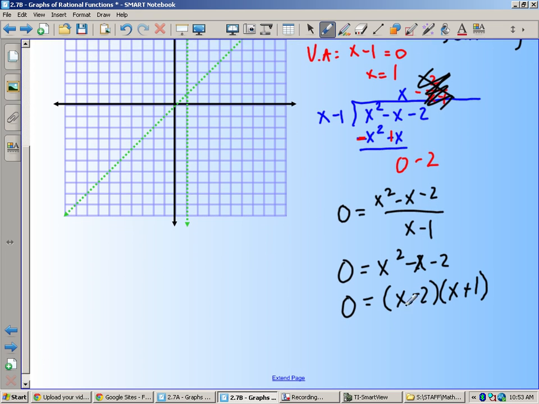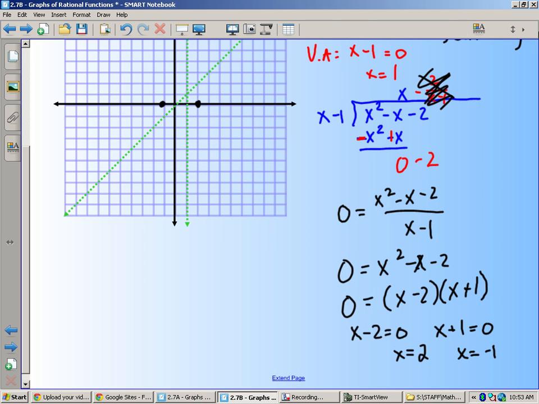So using my zero product property, x minus 2 equals 0, x plus 1 equals 0. So I get two different places where we cross the x-axis, at x equals 2 and at x equals negative 1. So at x equals 2, we're crossing the x-axis, and at x equals negative 1, we're crossing the x-axis. So you could probably see that my graph is probably going to do something like this, above and below in the big areas, not in the small areas, by my x-intercepts.